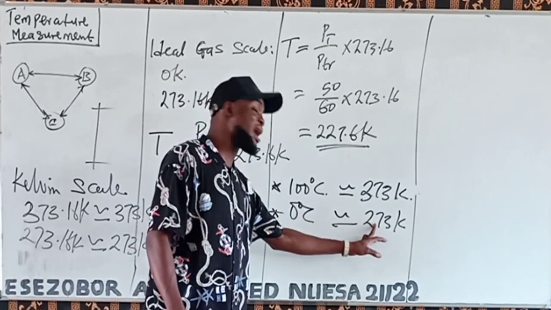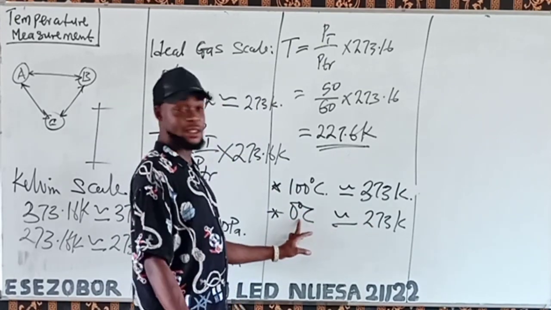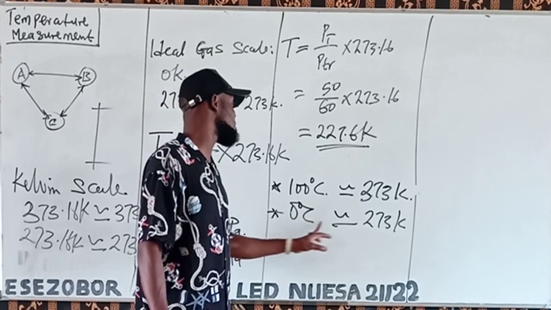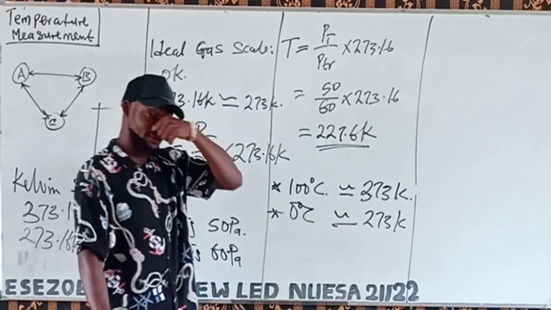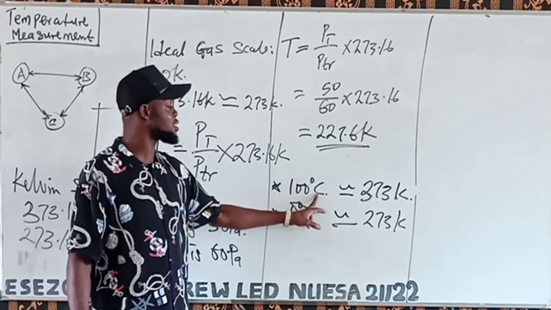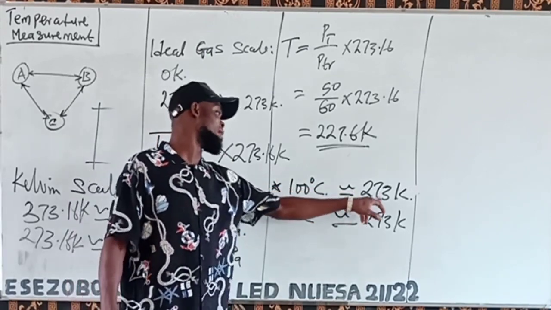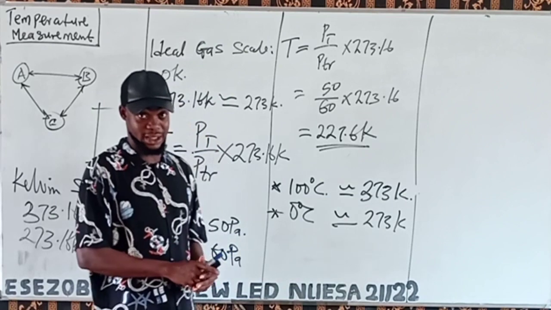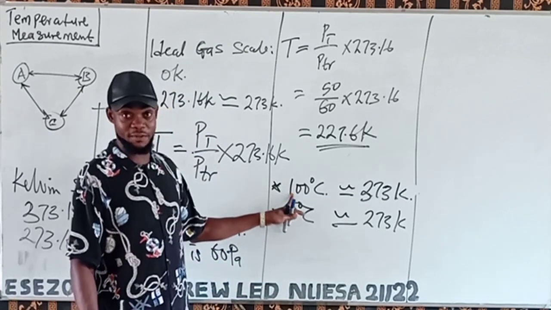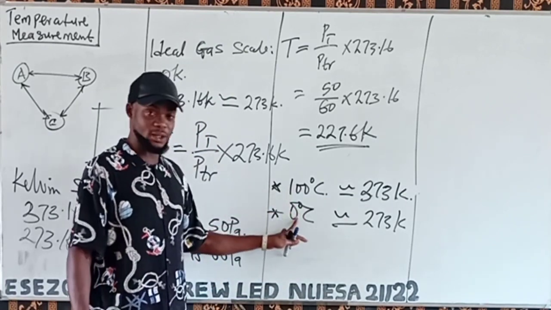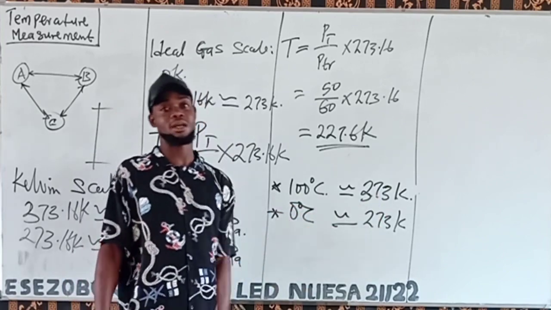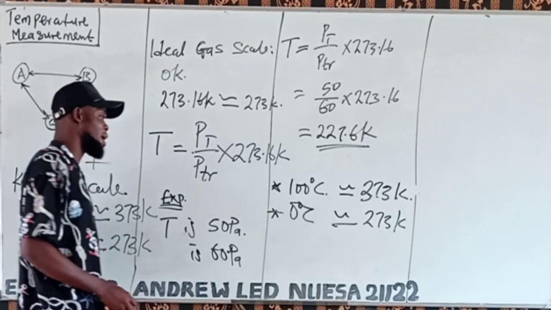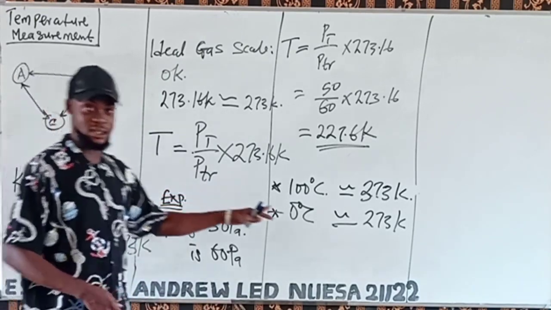So we said this is the lower fixed point for the Kelvin scale, and this is the lower fixed point for the Celsius scale. So 0 degrees Celsius is equivalent to 273 Kelvin. Take note of that. It's very important too. 100 degrees Celsius is equivalent to 373 Kelvin. Take note of that. It's very, very important. So this is the upper fixed point of the Celsius scale, and this is the lower fixed point. I will not be getting into details here.